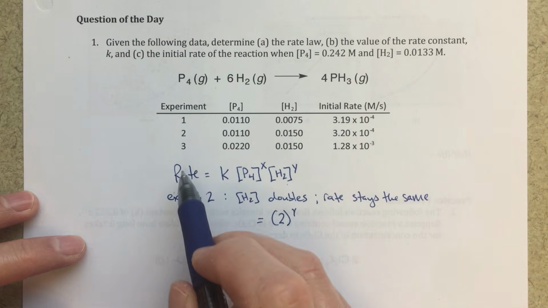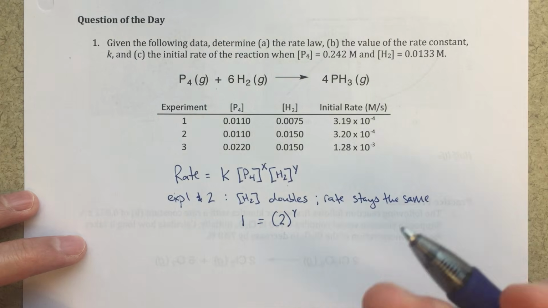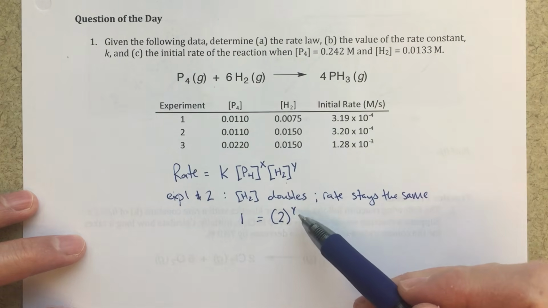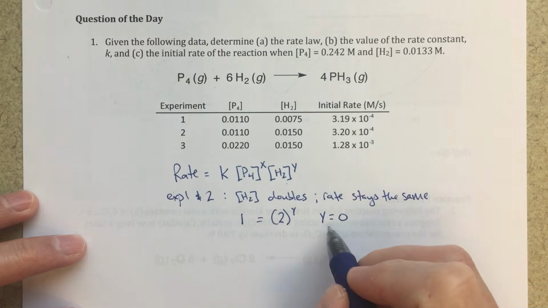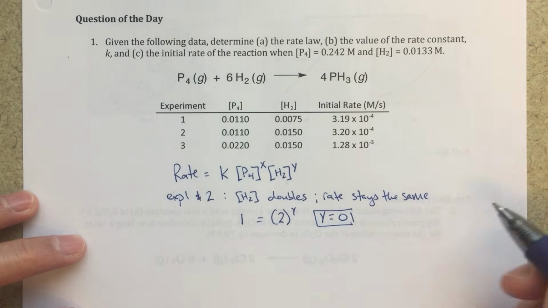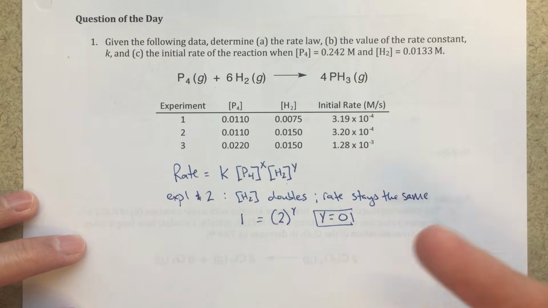And what happens to my change in rate? My rate actually stays the same, so I'm going to put a 1 in for that. And now all I'm doing is really solving for this y value. Hopefully you can see, in this case, y should equal 0. And that's telling us that changing the concentration of H2 is not going to affect the rate of the reaction. That's what a zero order means.